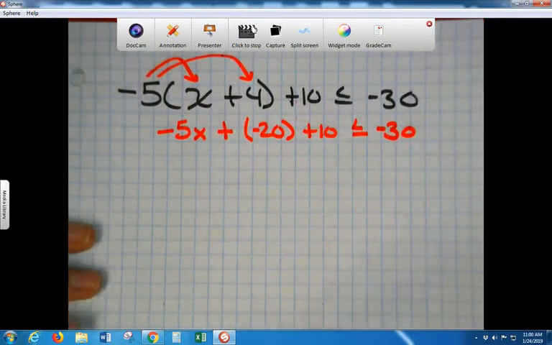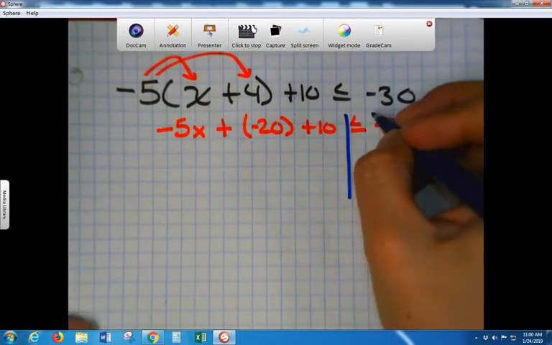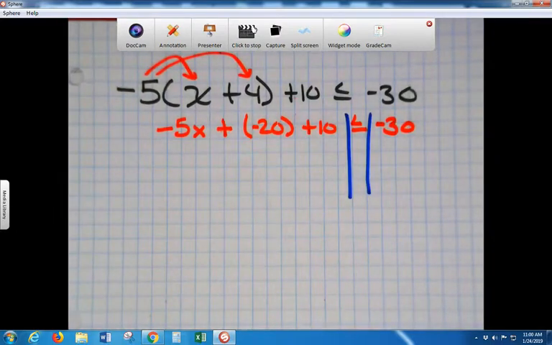Now the bars. Okay, now there's 2 ways to do it. So you're going to lead me. What do you guys want to do next? Negative 20 plus 10 equals 10. Oh, so you want to put the negative 20 and the 10 together? Yeah. Okay. That's one way of doing it.